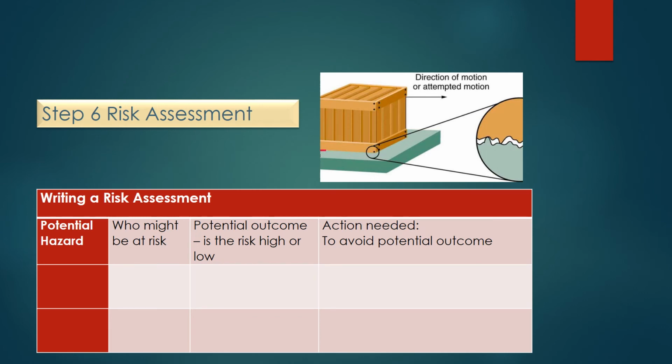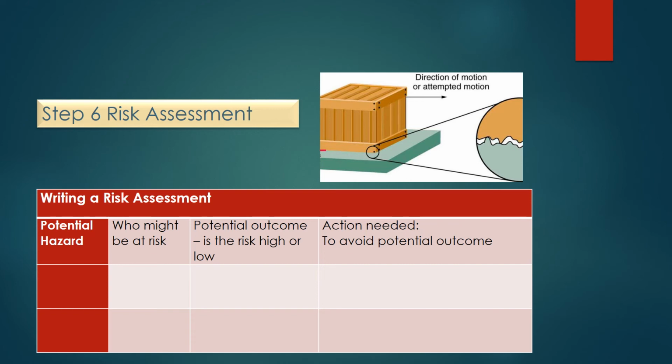Now, you need to do a risk assessment for me. Now, this is not a very dangerous experiment, but it's still good practice to do a risk assessment. So you can copy down this table and fill it in. I only want you to do 2 different risks. So what's the potential hazard? Who might be at risk? What's the potential outcome? Is the risk high or low? And action needed to avoid the potential outcome.